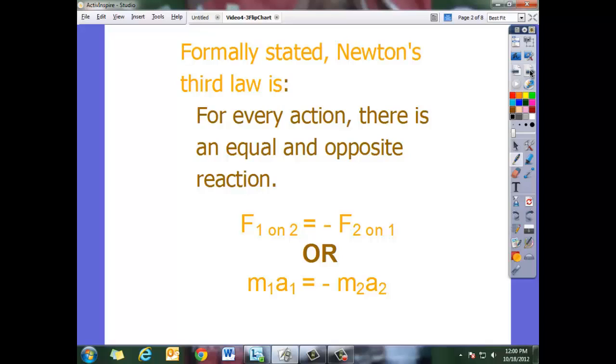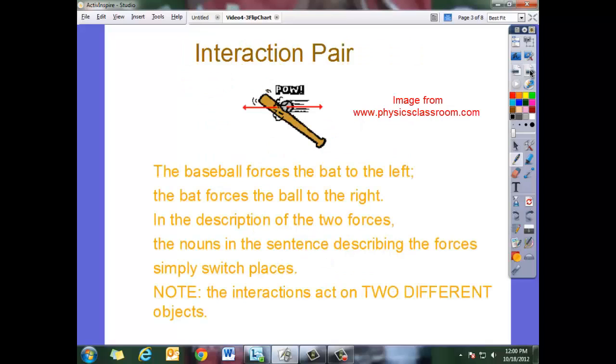Before we start using that equation, we're going to look at how we identify action-reaction pairs. If I have a baseball hitting a bat, the baseball forces the bat to the left in this picture, and the bat forces the ball to the right. So when I'm describing the interaction pair, I simply take the two nouns, baseball and bat, and I switch them. When I look at interaction pairs, it's very important to note that they are acting on two different objects. The baseball acts on the bat, and the bat acts on the baseball.